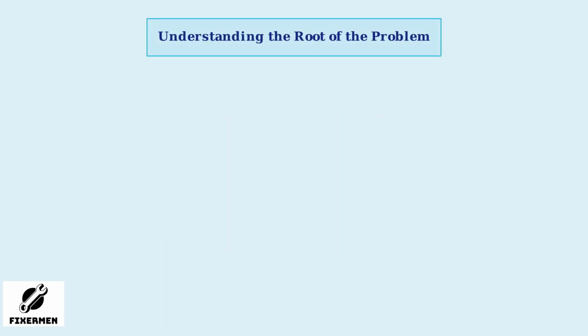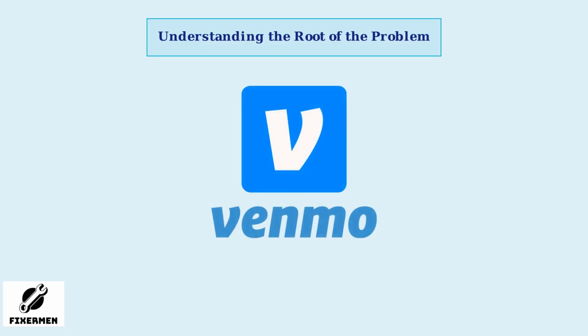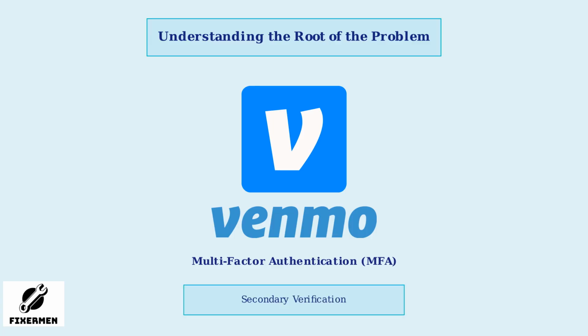Error code 1003 fundamentally stems from multi-factor authentication protocols that Venmo uses to protect user accounts. Venmo requires users to enter their password as the first factor of authentication. This is called multi-factor authentication, or MFA, which adds extra security layers beyond just a password. In addition to the password, Venmo requires a secondary form of verification to confirm your identity.